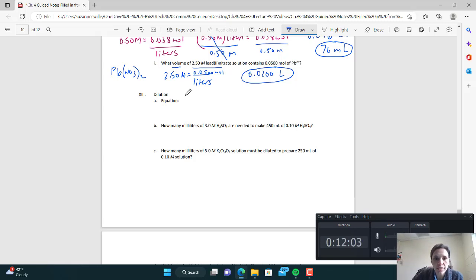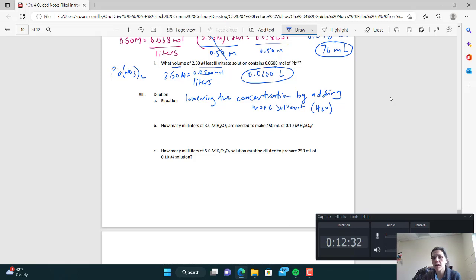So dilution is lowering the concentration by adding more solvent, and I'll put in parentheses water because that's generally our solvent. So we're not touching the solute. You see how, like, say you had salt water? We're adding water. We're not changing the amount of salt at all.